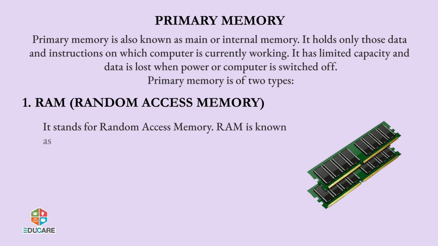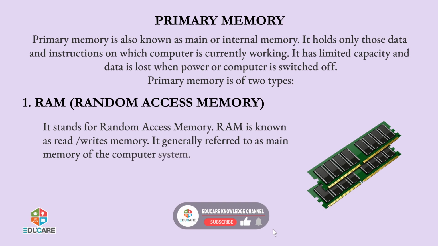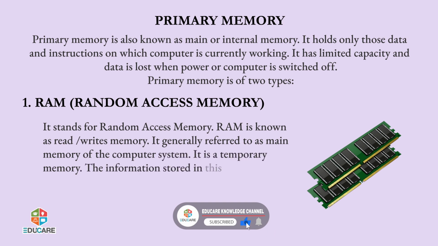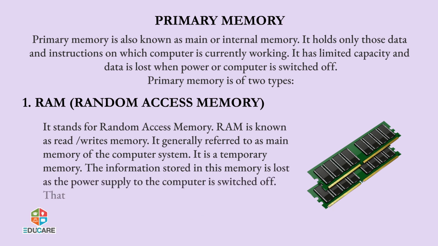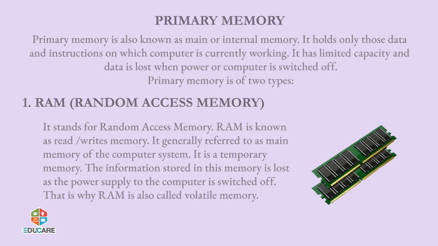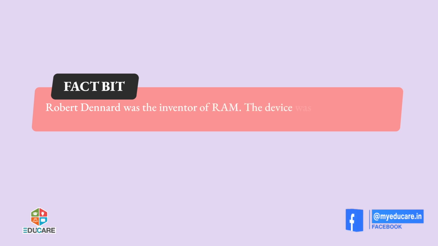RAM is known as read or write memory. It is generally referred to as the main memory of the computer system. It is a temporary memory. The information stored in this memory is lost as the power supply to the computer is switched off. That is why RAM is also called volatile memory. Fact bit. Robert Dennard was the inventor of RAM. The device was patented in 1968.